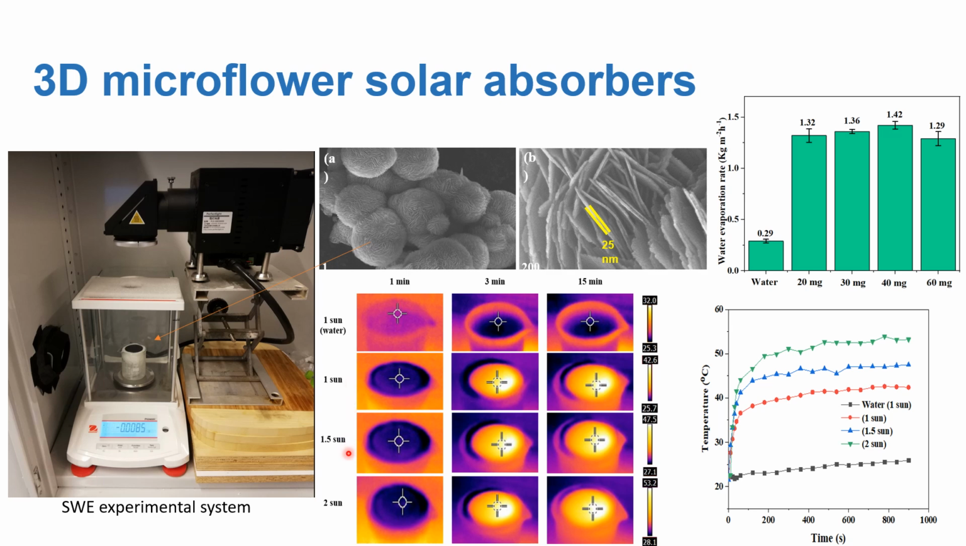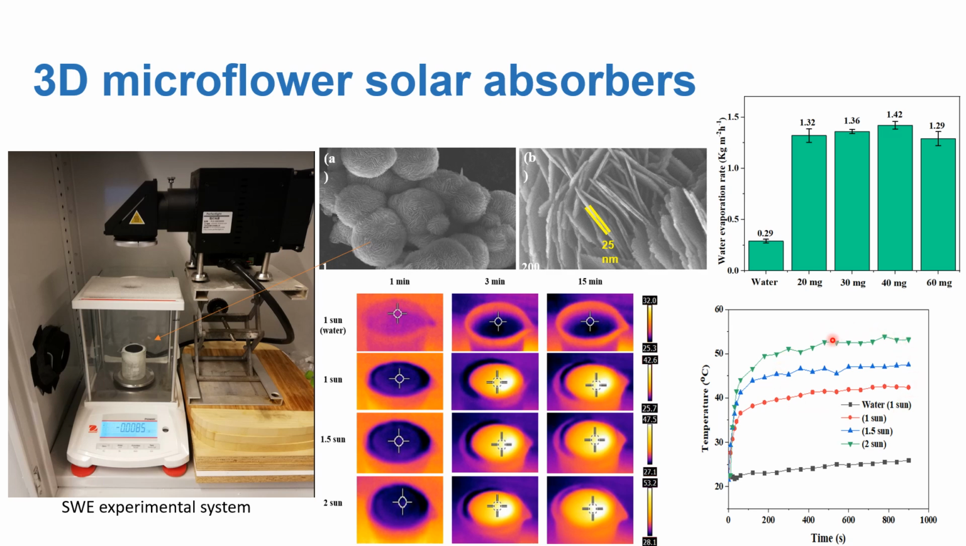As we increase the intensity of the solar light, we also increase the surface temperature of the solar absorber. After around 30 minutes of operation, for water only, there's not much increase in temperature. But when we included the solar absorber on top of the water, at one sun, we increased the surface temperature by almost 40 degrees Celsius. And up to 2 sun, it is more than 50 degrees Celsius.